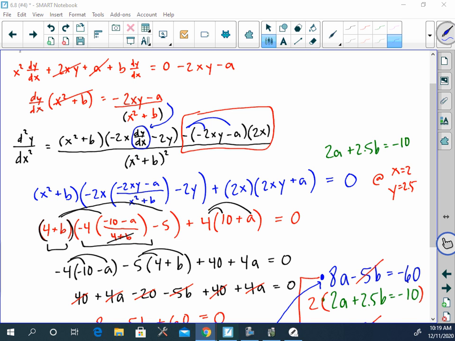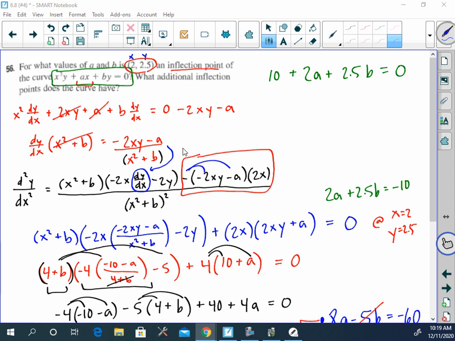Let's see. 56 and 53, sorry, are kind of similar in thought process. We might go back and try to set it up at some point, but let's not do that for this assignment. So go ahead and cross off that one for now, 53.